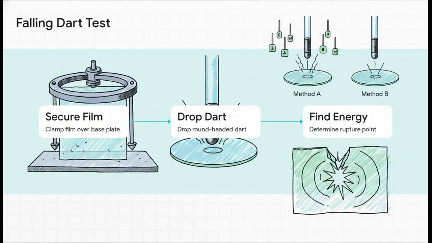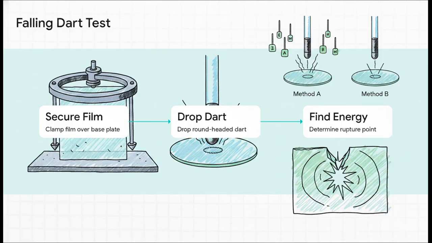First, a sample of the film is secured flat and pulled taut in a circular clamp over a hollow base plate. It looks kind of like a drumhead. Second, a round-headed hemispherical dart is dropped straight down through a vertical guide tube right onto the center of the film. The ASTM standard actually outlines two methods. Method A drops a dart from a fixed height but varies the actual weight of the dart by adding little metal discs to it. Method B, conversely, might vary the drop height for a fixed weight.